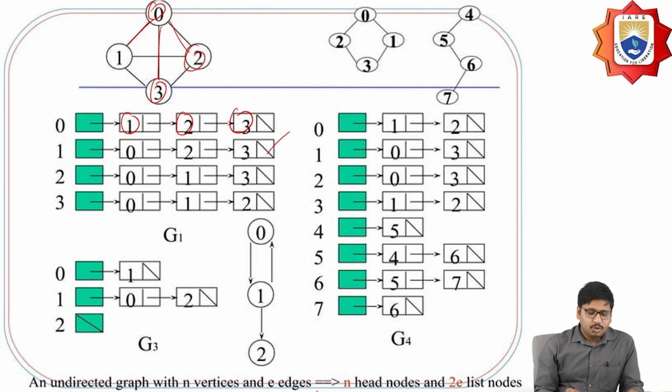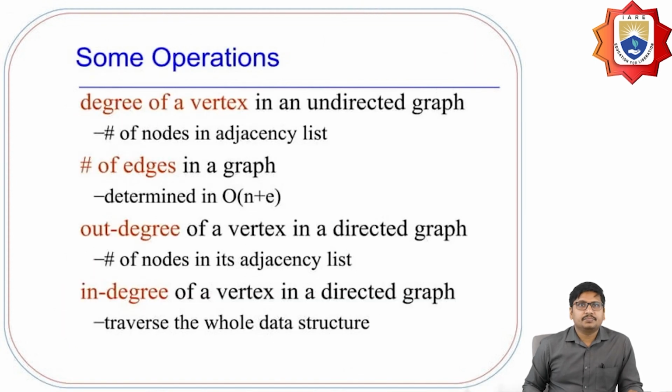A graph which has n vertices and e edges will have n head nodes and 2e list nodes, where e is the number of edges.